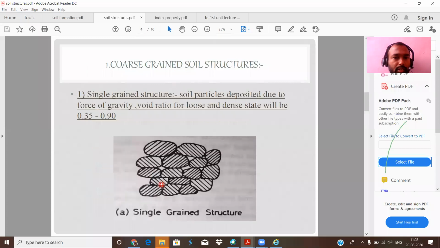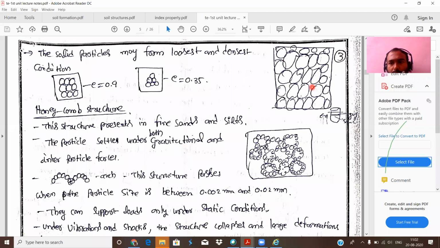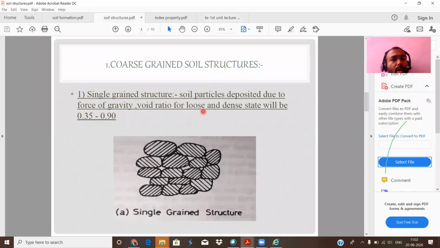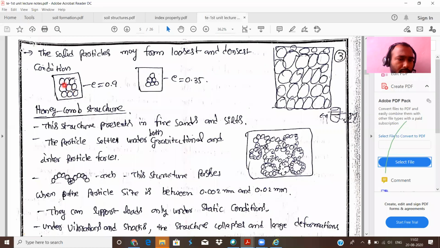The main one is the single grain structure. In a single grain structure, the particles are arranged in grain to grain contact, layer by layer, in this manner. This is called a single grain structure. The void ratio may be loose or dense, ranging from 0.35 to 0.9.